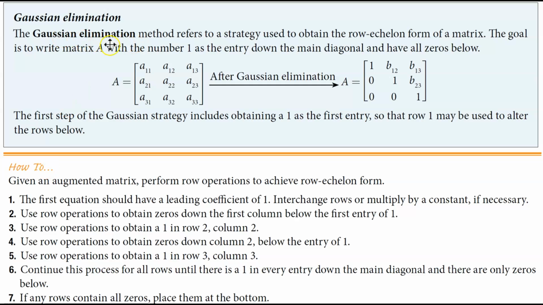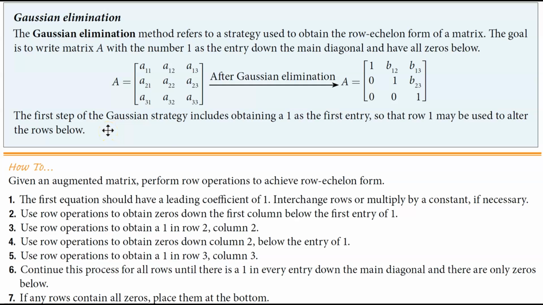Okay, the Gaussian elimination method refers to a strategy used to obtain the row echelon form of a matrix. The goal is to write matrix A with the number 1 as the entry down the main diagonal and have all zeros below. So if this is the matrix that's given, then after the Gaussian elimination, we would have zeros below the diagonal where you have a diagonal of all ones.